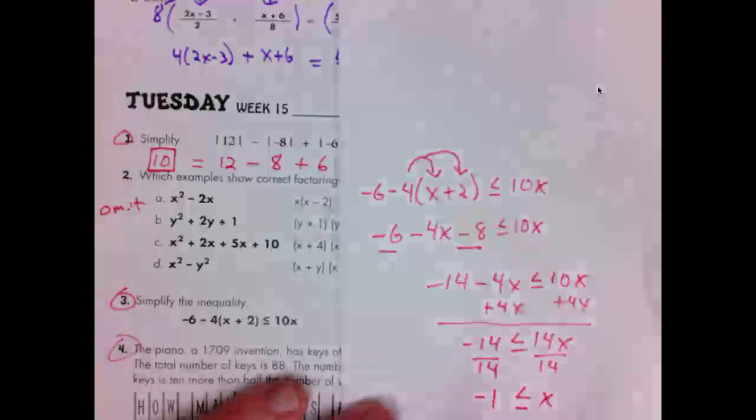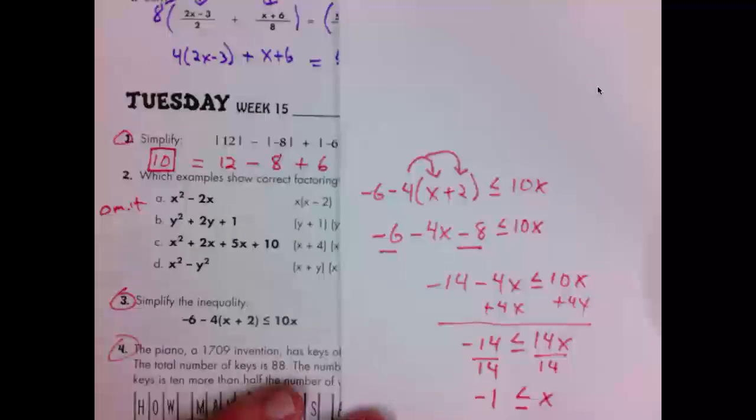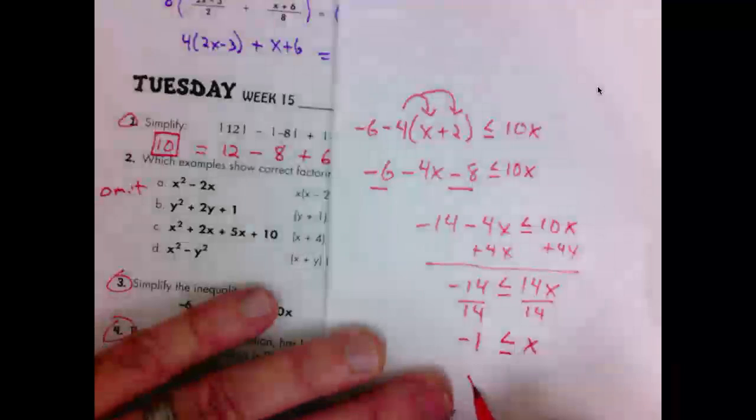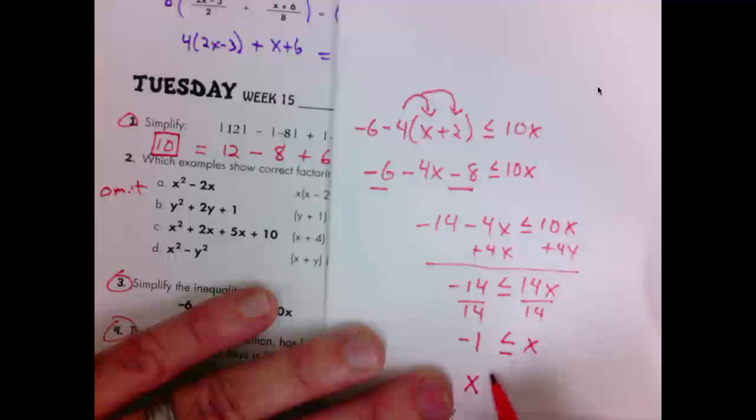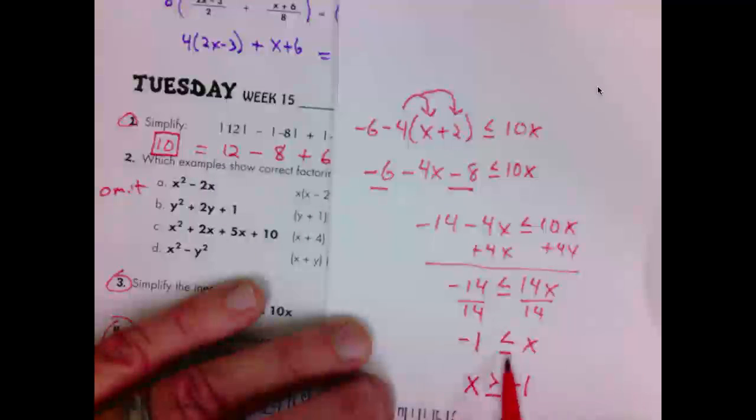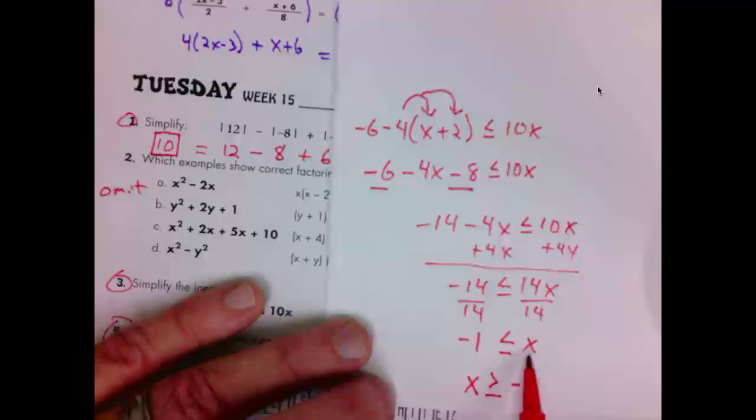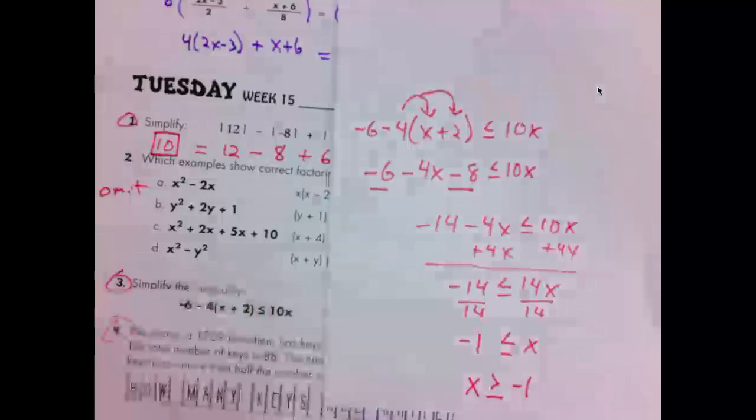We should read this as negative 1 is less than or equal to x. If we wanted to, we could rewrite this inequality with the variable on the left. X, notice the big mouth facing the x, is greater than or equal to negative 1. To say negative 1 is less than or equal to x is an equivalent statement to x is greater than or equal to negative 1. Alright.